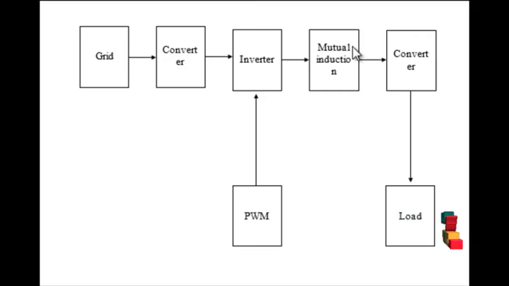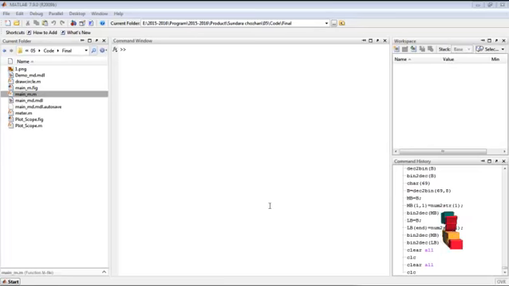Here the mutual induction helps to transfer the current from the primary side to the secondary side, and it is also used to buck or boost the output current and voltage. The power balance is maintained by the control signal from the load to the PWM. Now we are going to see the demo of our process.